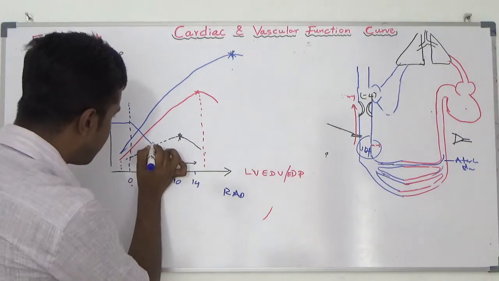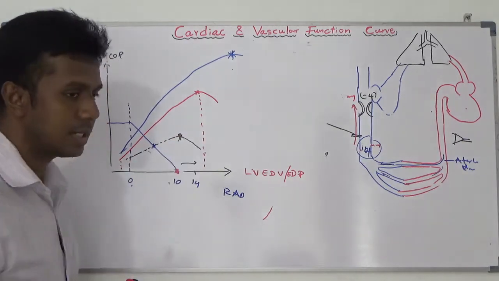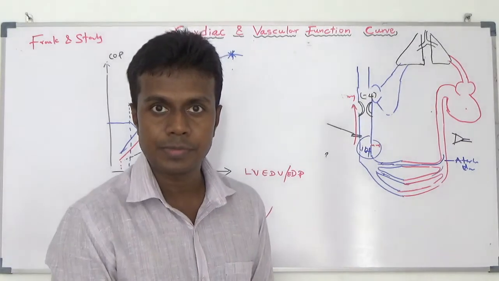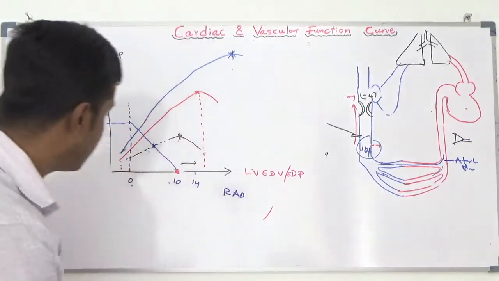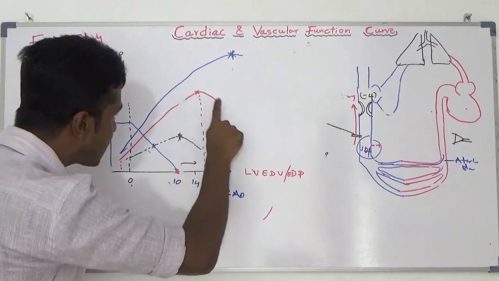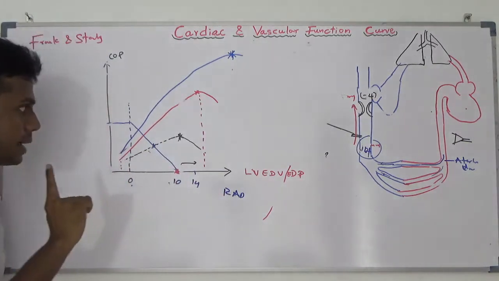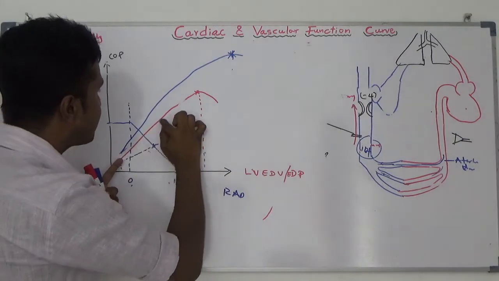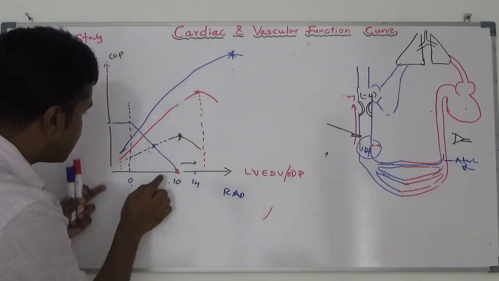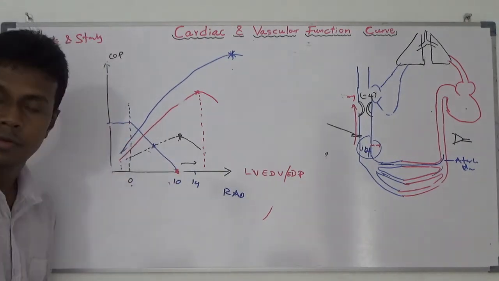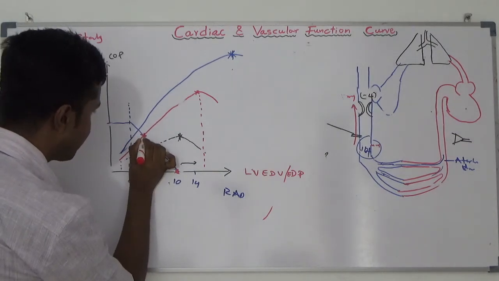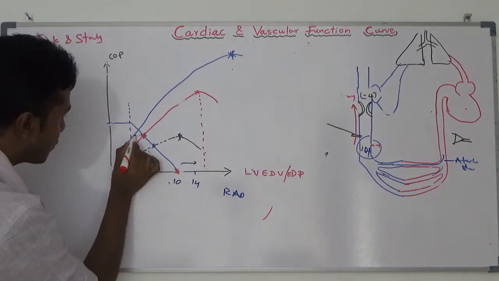The intersecting point of your vascular function curve and cardiac function curve is your cardiac output. What? This intersecting point: here is your vascular function curve, or venous return curve. This is your cardiac output curve. This is my cardiac function curve, or curve according to Frank-Starling. This is my vascular function curve. The intersecting point of those two lines is here. This is my cardiac output.